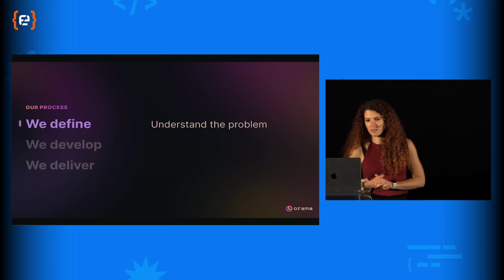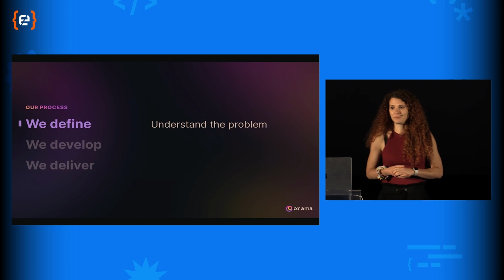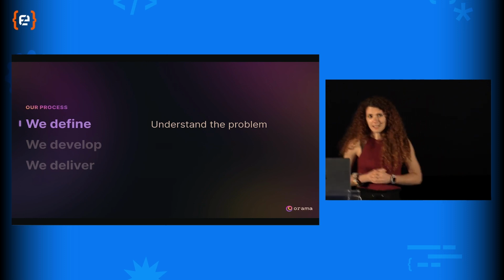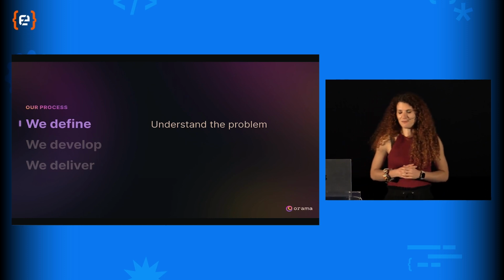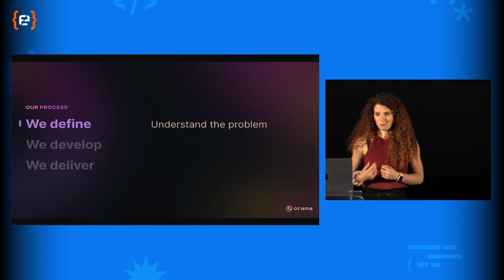So first thing, we define. This is a convergent phase. It means that its focus is to find a well-defined solution. And this is a co-design phase. It means that the designer and the developer work together to find the solution.